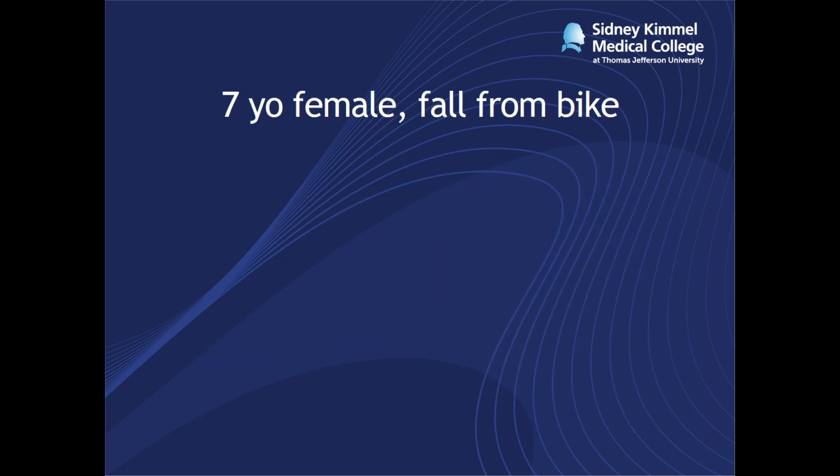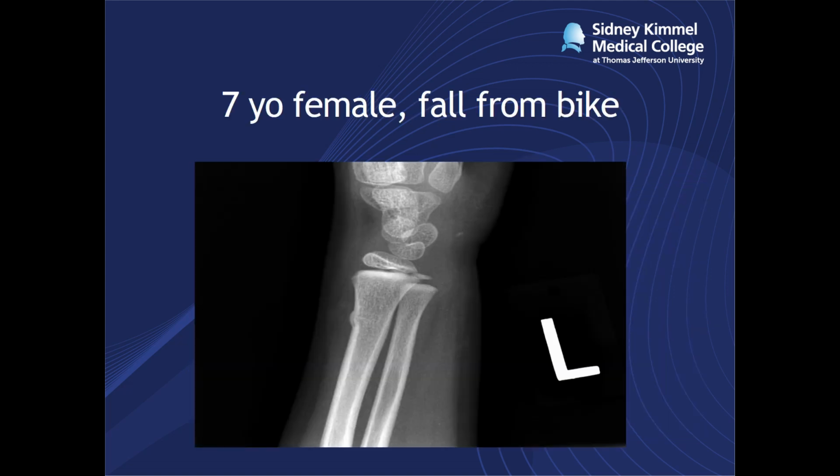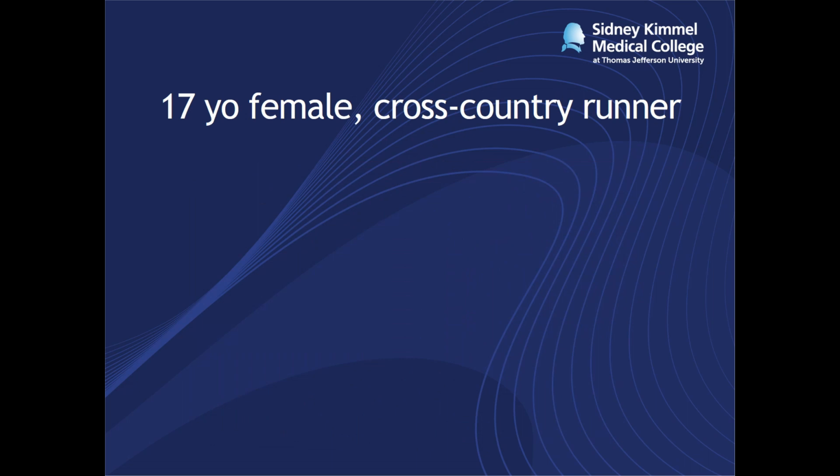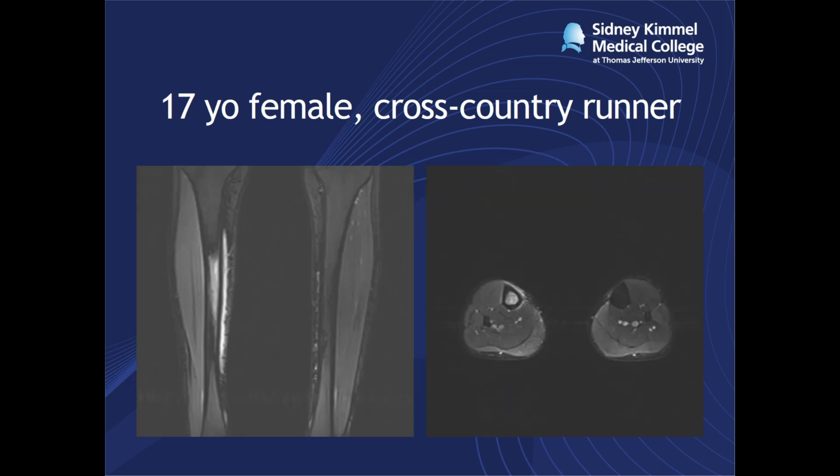So here's our first case: a 7-year-old female, fall from a bike. And this is a classic buckle fracture of the distal radius. I thought I'd start off easy. And here we have just some trabecular buckling as a result of an axial loading injury. Next, a 17-year-old female cross-country runner. These are actually images of the patient from 1 year prior. And here we can see pretty intense bone marrow and periosteal edema in the midshaft of the right tibia.